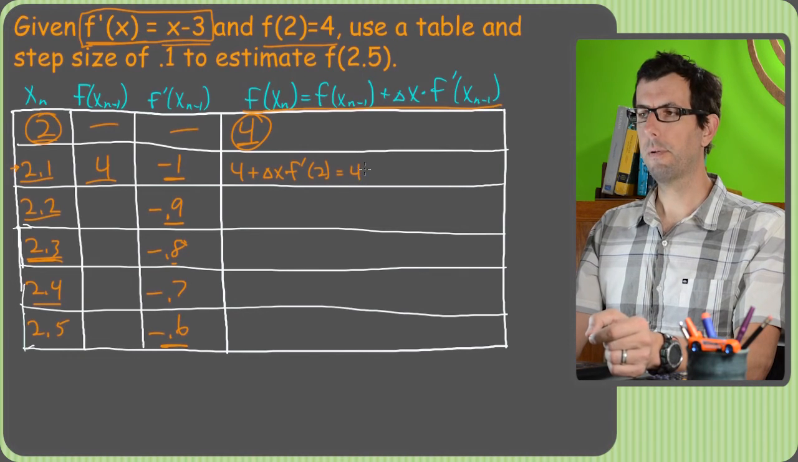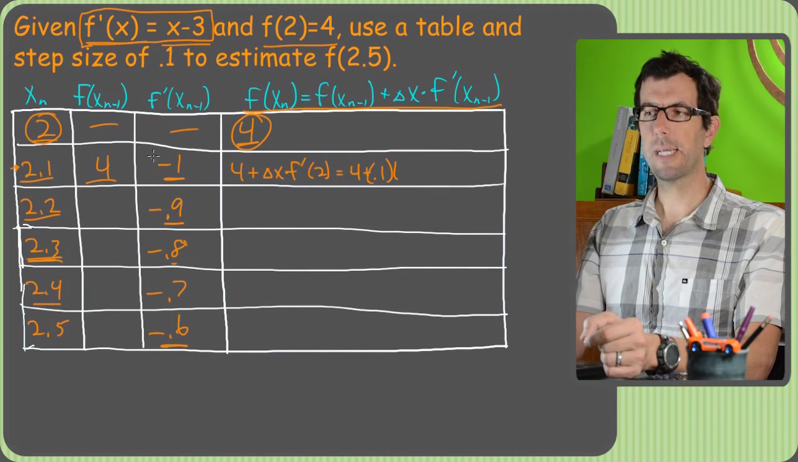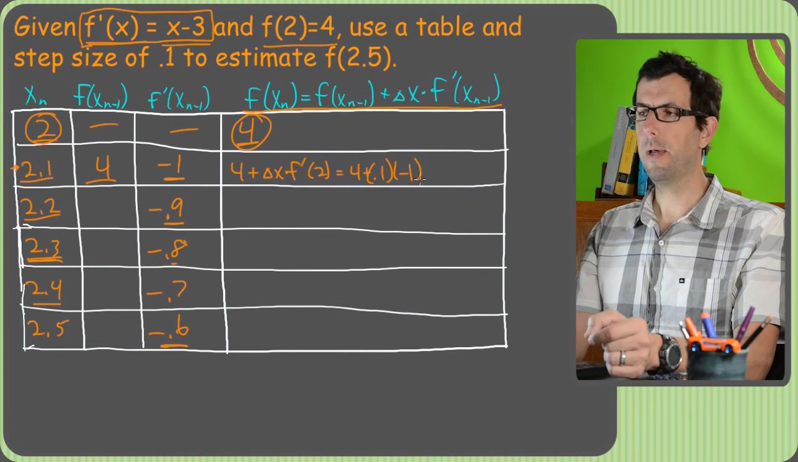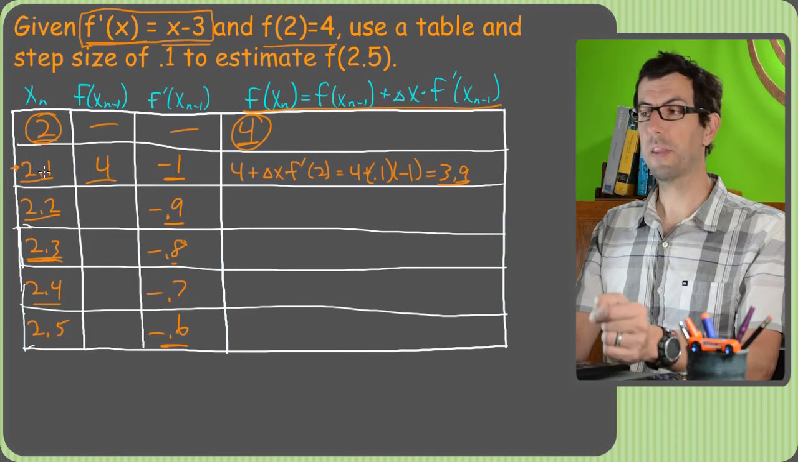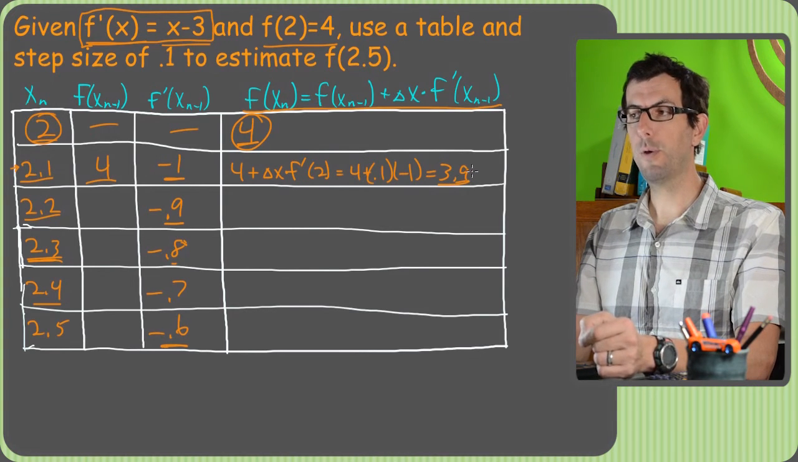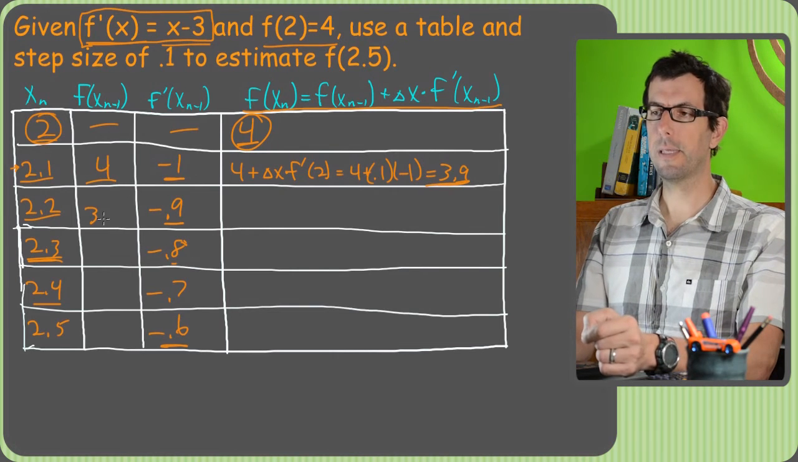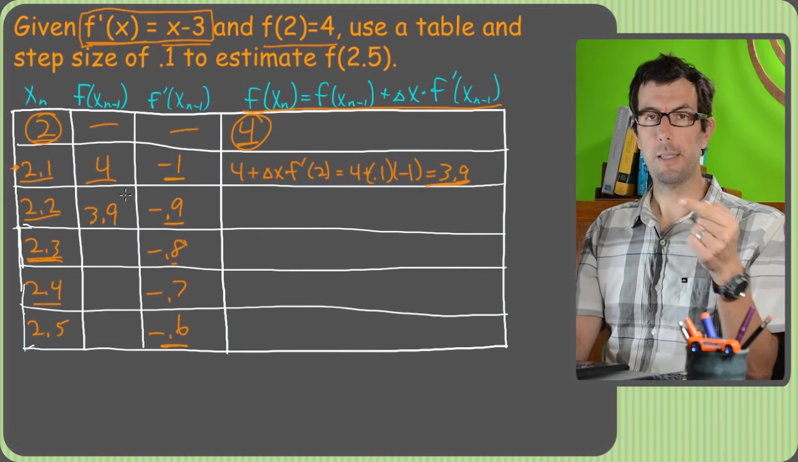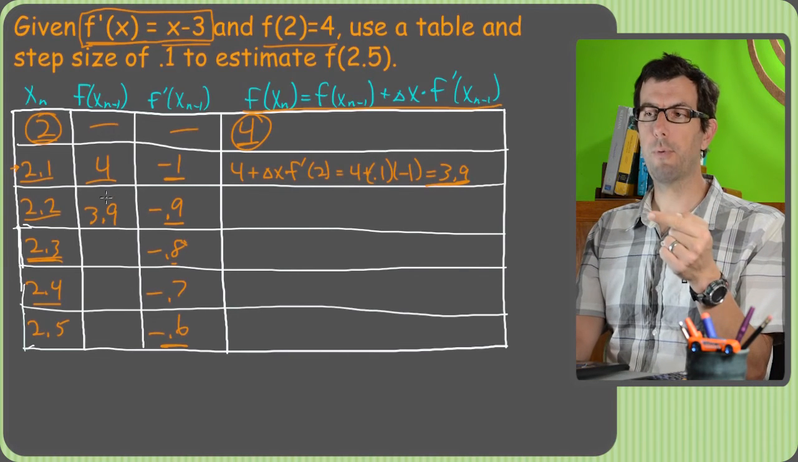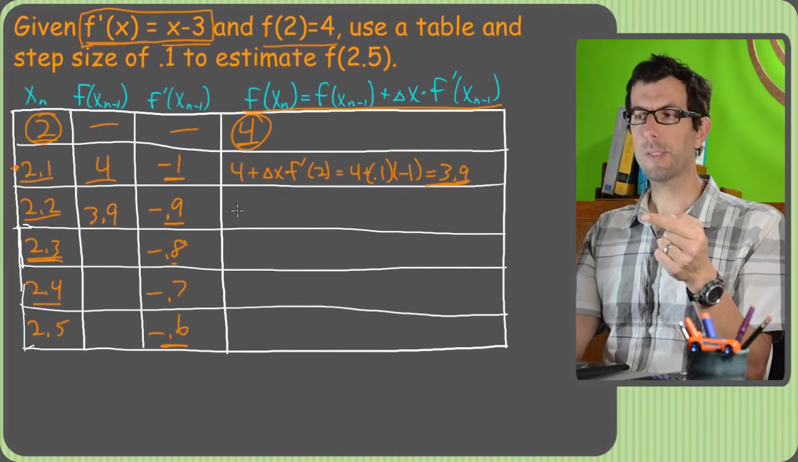So that's going to be 4 plus delta x, in this case 0.1, times f prime of the previous x, which I already calculated as negative 1. So that's 4 minus 0.1. All right, so now I just figured out that at 2.1, I think the y value is 3.9. So now what do I do? I take the 3.9 and immediately copy it down to here, because that's the starting point of my next little increment. My next little walk starts at 3.9. And then what's going to happen to it?